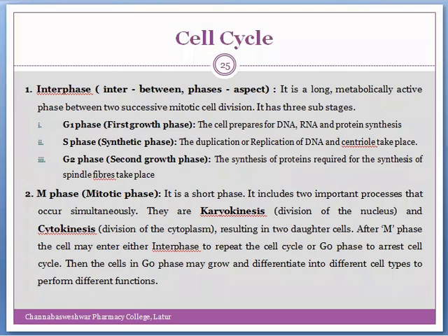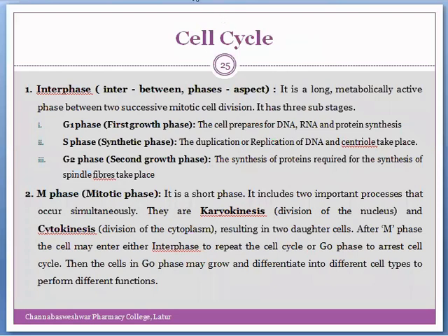Now we will go for M phase or mitotic phase. M phase, or mitotic phase, is a short phase, and it includes two processes simultaneously, that is karyokinesis and cytokinesis. The mitotic phase divides into two groups, karyokinesis and cytokinesis. Karyokinesis means division of the nucleus, and cytokinesis means division of the cytoplasm. So our M phase is divided into two subdivisions, karyokinesis, division of the nucleus, and cytokinesis, division of the cytoplasm.